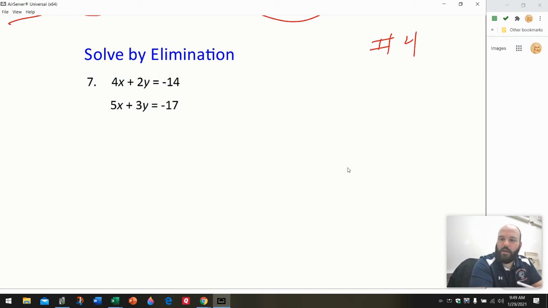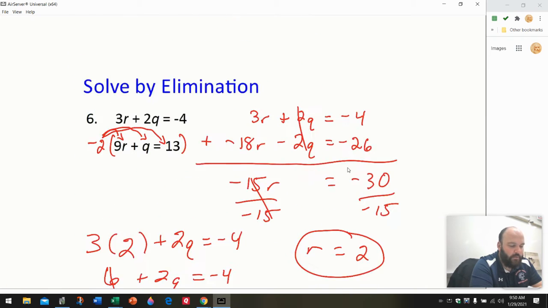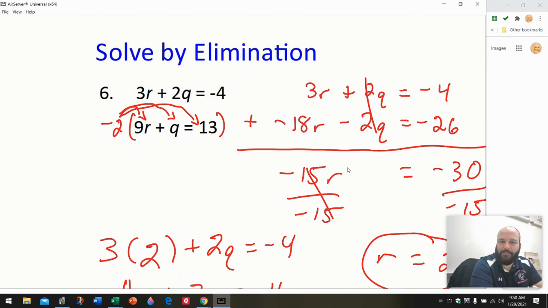So as you remember, hopefully from the last video, we had systems where one of the equations had to be multiplied by a number in order to get both of the coefficients to be either the same or opposite signs. So whenever we added them or subtracted them together, they cancel.